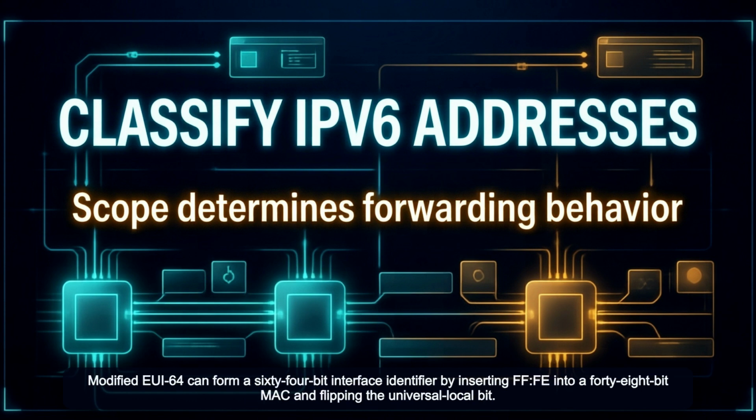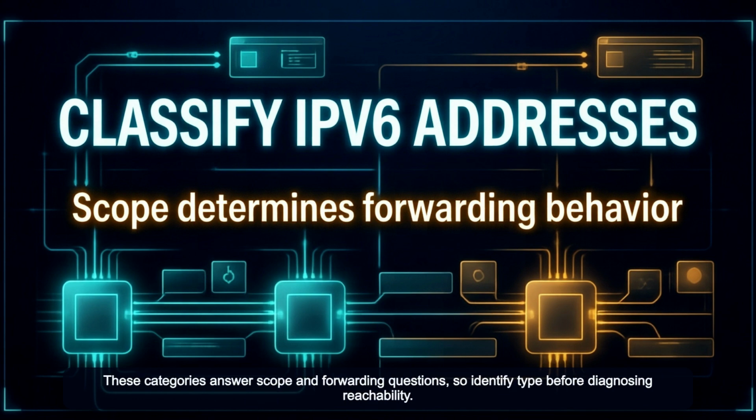Modified EUI-64 can form a 64-bit interface identifier by inserting FF:FE into a 48-bit MAC and flipping the universal/local bit. These categories answer scope and forwarding questions, so identify type before diagnosing reachability.